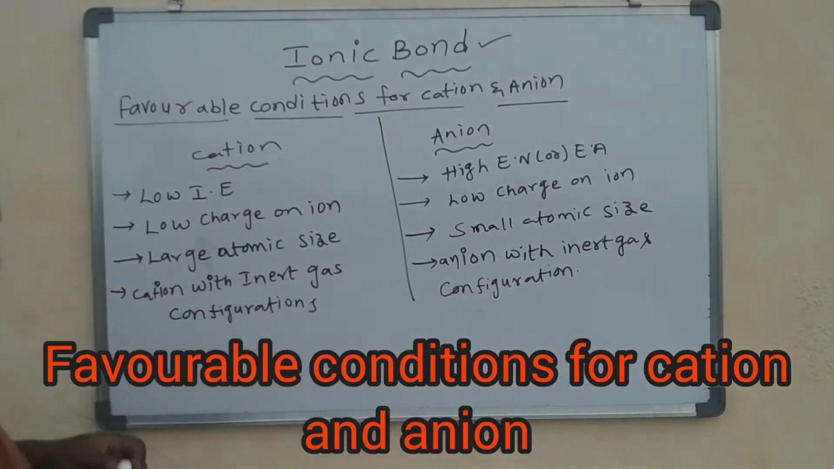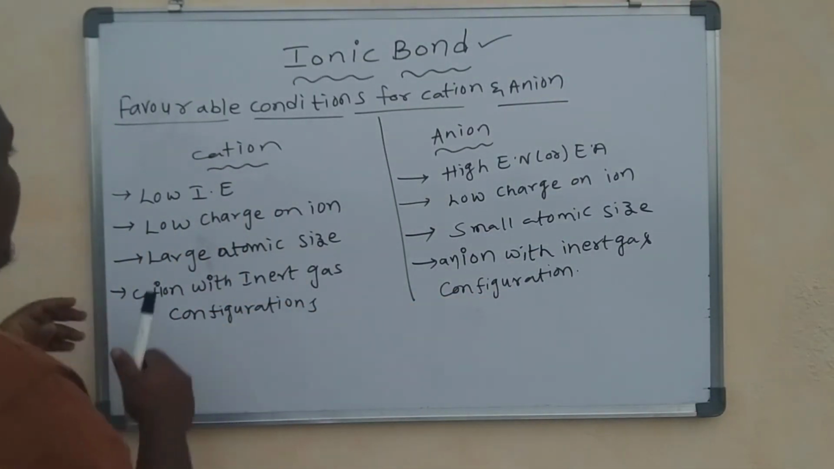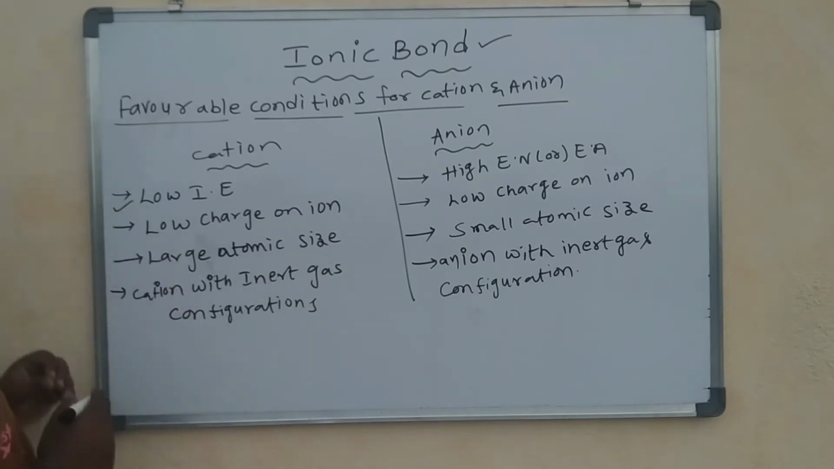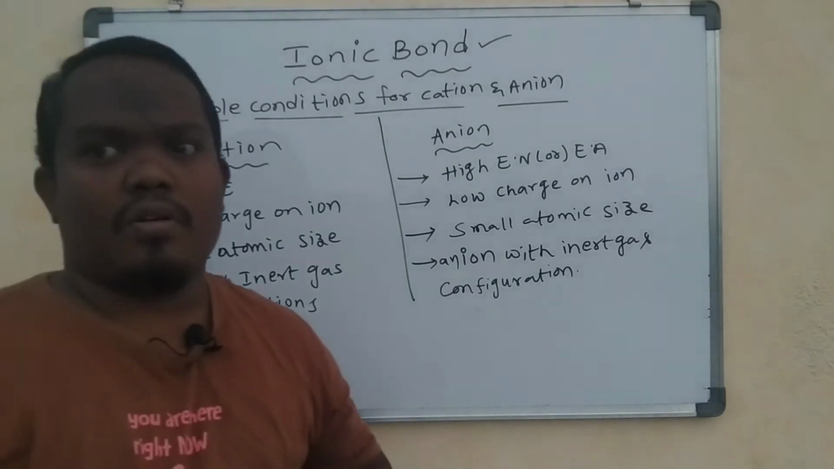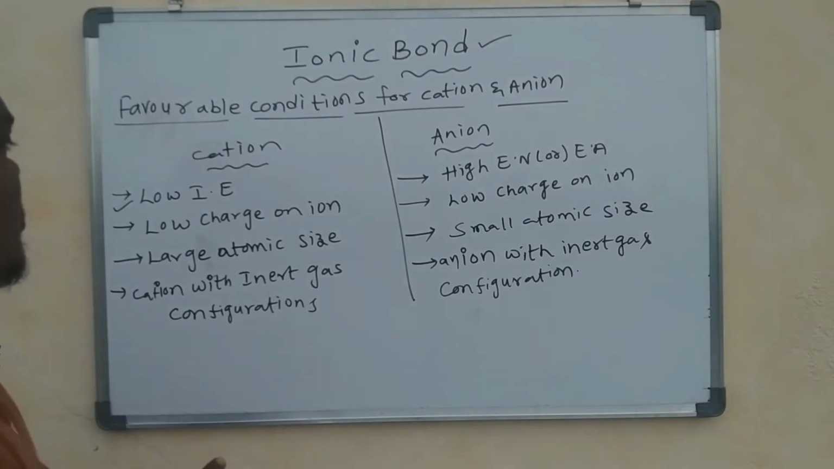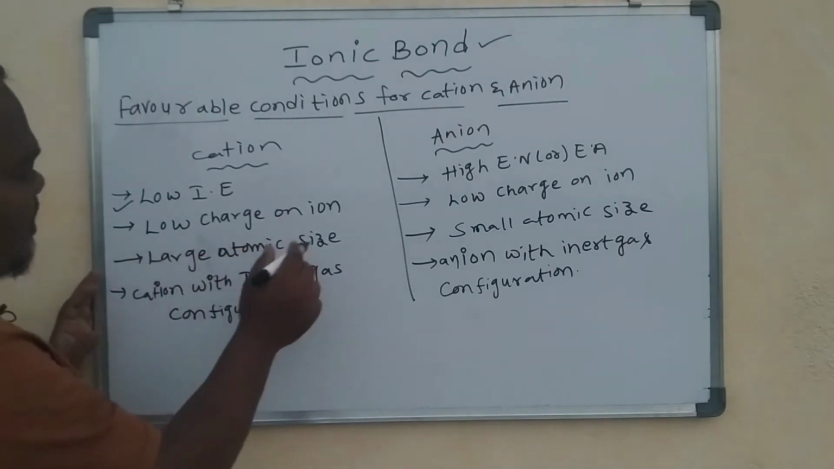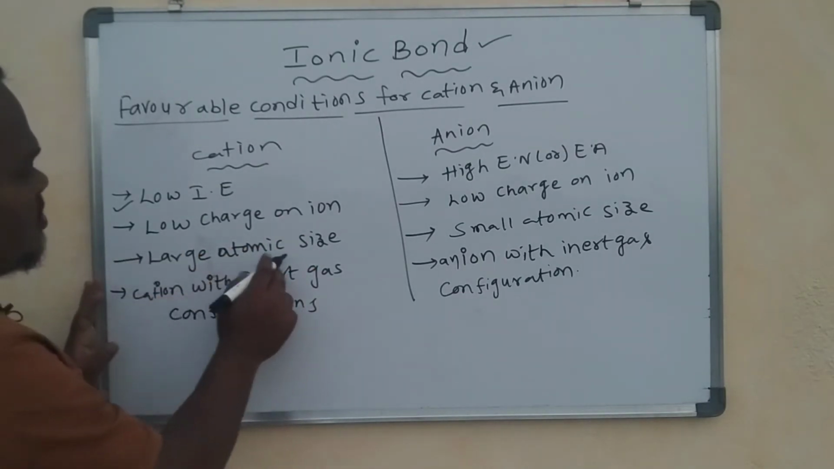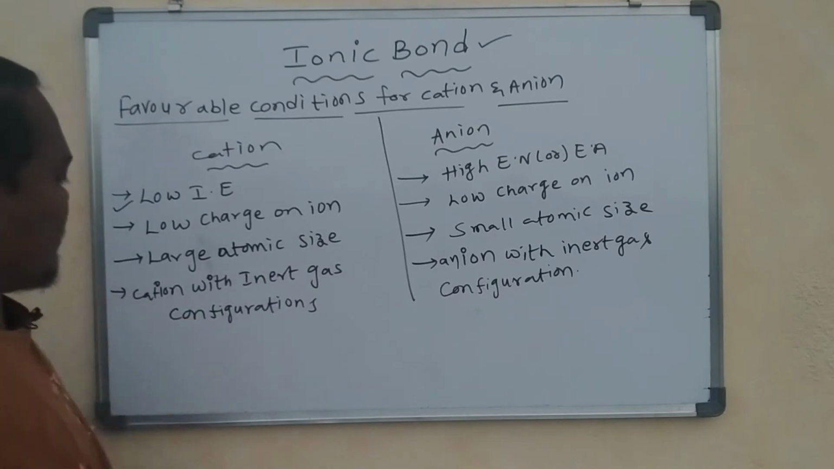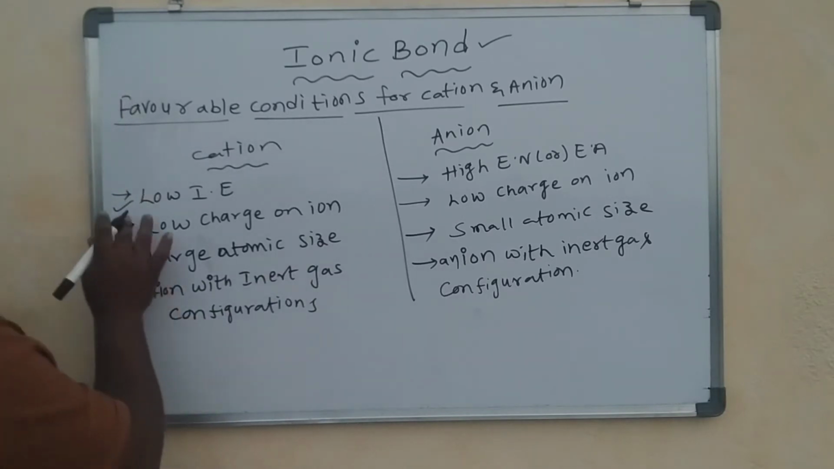If you observe here, the favorable conditions for cation: a low ionization energy element will have faster formation of cation, low charge on the ion, large atomic size, and cation with inert gas configuration. Let me explain one by one.